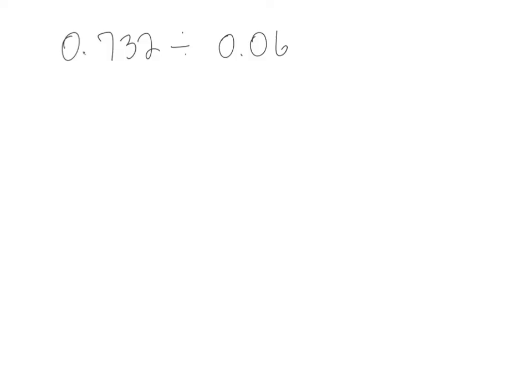Our next practice problem is 732 thousandths divided by 6 hundredths. So let's write this out. If it was a division problem, what number is going to go on the inside and what number is going to go on the outside? Well, it's being divided by 6 hundredths, so that is going to make it the divisor, so that will go on the outside. And this is the dividend.